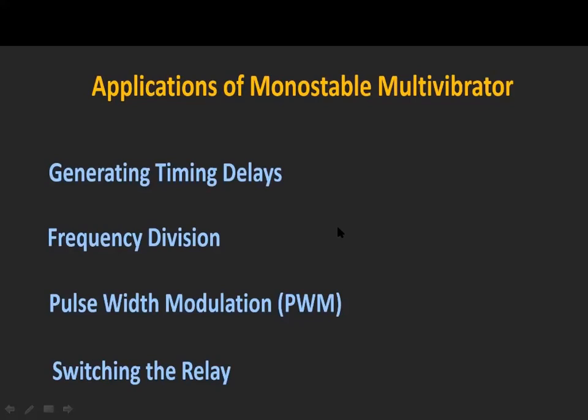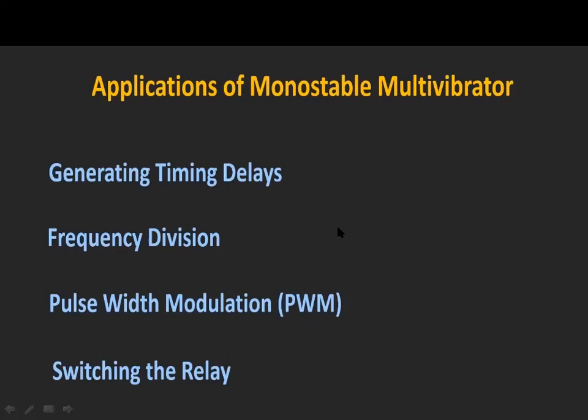We give this message signal to pin number 5 in our 555 IC, that is the control voltage. It is also used as a switching element for a relay.